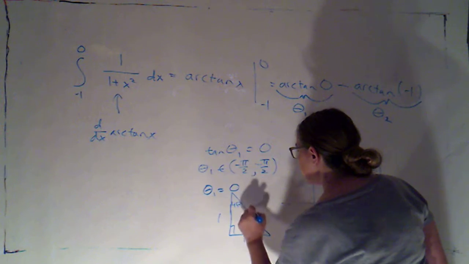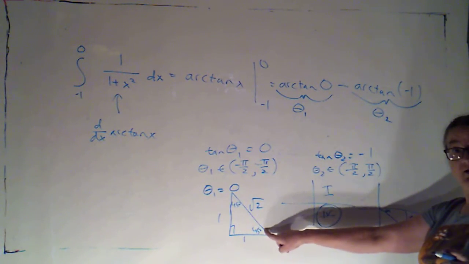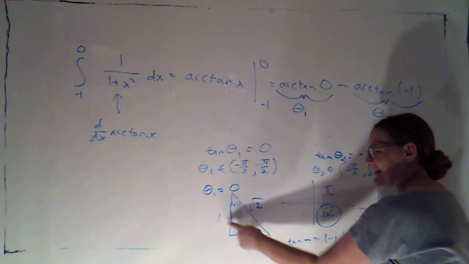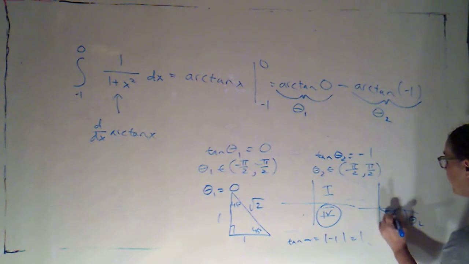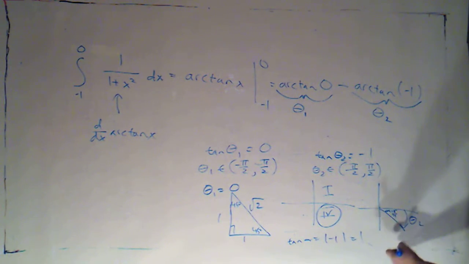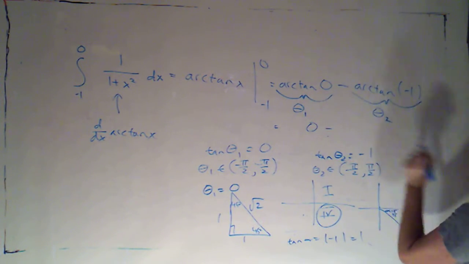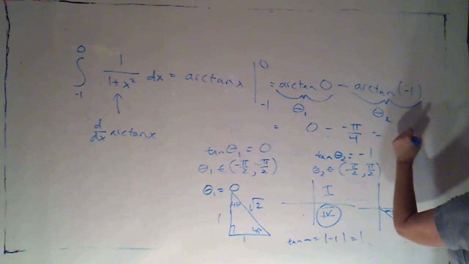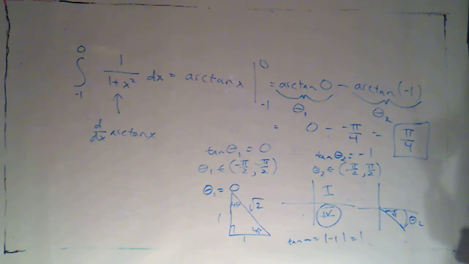I see that because if I draw my 45, 45, 90 triangle, where 45 degrees is just pi over 4 radians, remember that's an isosceles triangle. So the opposite and adjacent are exactly the same. So if my reference angle is pi over 4, but theta 2 was a negative angle, it's just negative pi over 4. So arctan of 0 is 0. I'm subtracting arctan of negative 1, which is negative pi over 4. That becomes plus pi over 4, which is my answer to that.